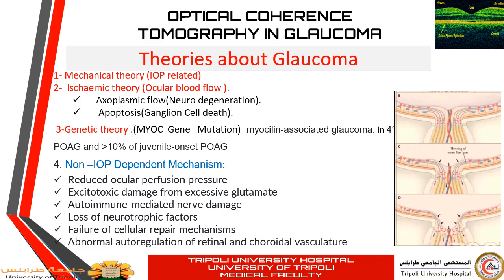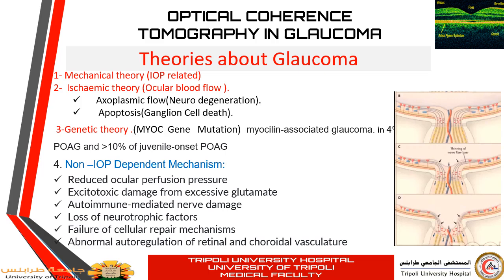Now, there are other factors responsible for glaucoma, or other mechanisms that have been suggested other than the mechanical theory and the ischemic theory, named non-IOP dependent mechanisms, like reduced ocular perfusion pressure, excitotoxic damage from excessive glutamate, autoimmune related nerve damage, loss of neurotrophic factors, failure of cellular repair mechanisms, and abnormal autoregulation. All these are proposed as alternative mechanisms of glaucomatous damage in patients with glaucoma.